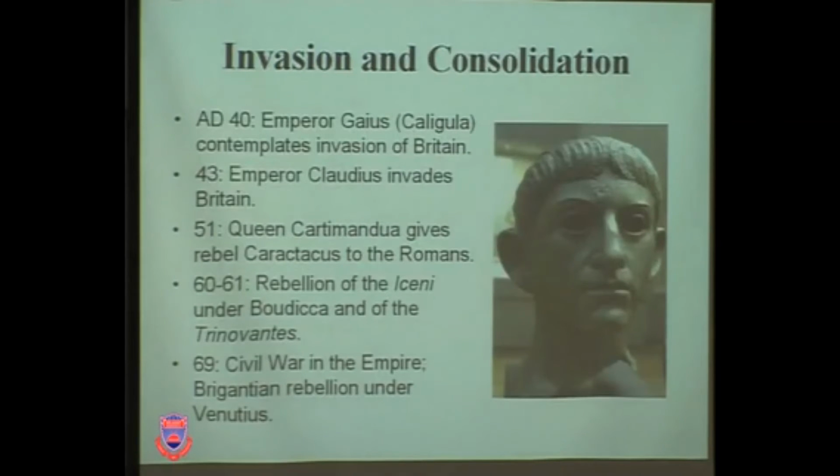However, later on, the Emperor Caligula, Gaius, apparently contemplated following through where Caesar had failed, but we don't have any evidence that this was put into effect in any way. But a couple of years later, his successor Claudius did mount an invasion of Britain.